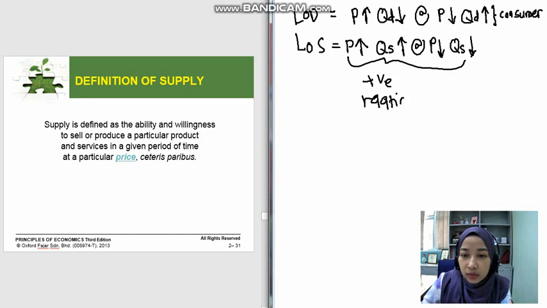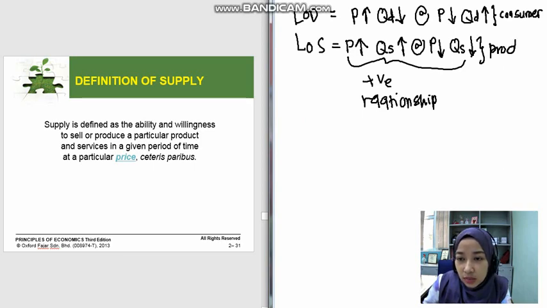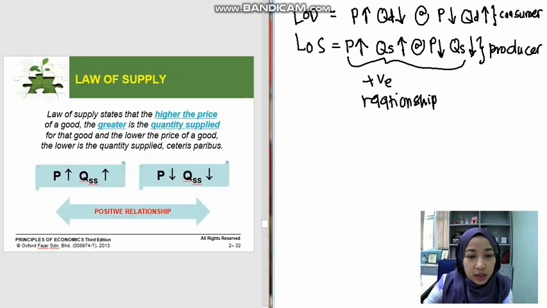between price and quantity supplied. This is the case when you are a producer. If you can sell your product at a higher price, you can produce more or sell more. But if the price of your product becomes cheaper, you will sell less or produce less. So this is when you put yourself as a producer. And ceteris paribus: this assumes the other factors are constant, like income, the price of related products, technology, and so on. So we assume that the other factors are not changing. This is what we mean by the law of supply.